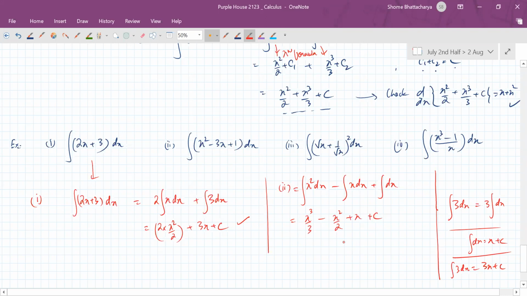Okay? And the best thing about integration is you can always verify your answer yourself, because if you differentiate this, you should get the quantity inside the integration. So that will just verify that it's correct.